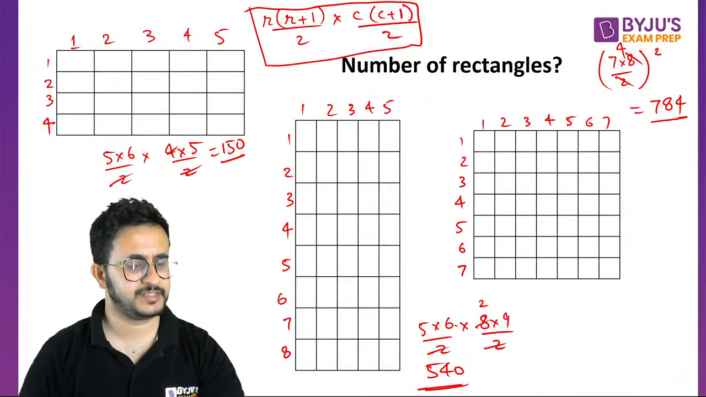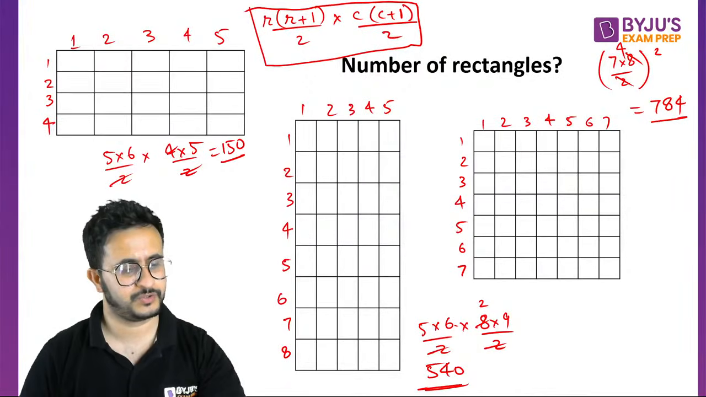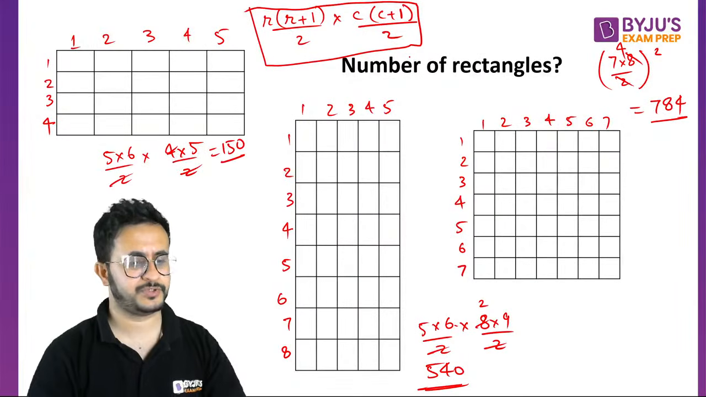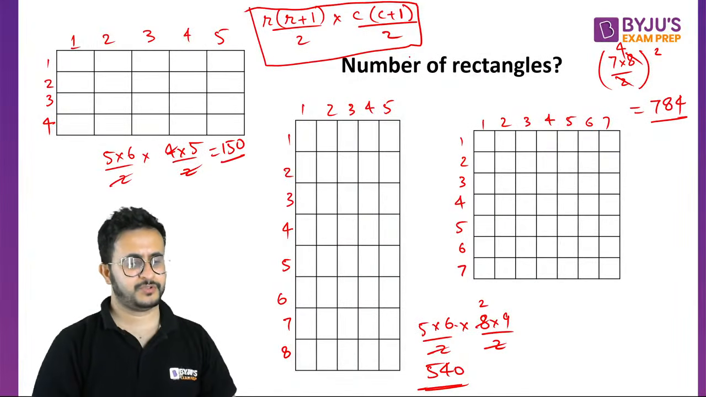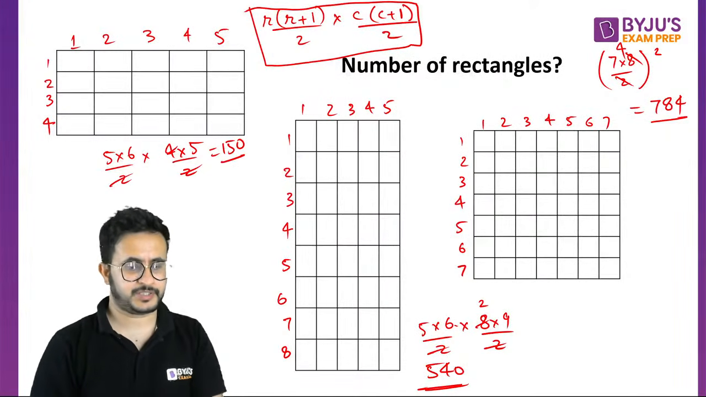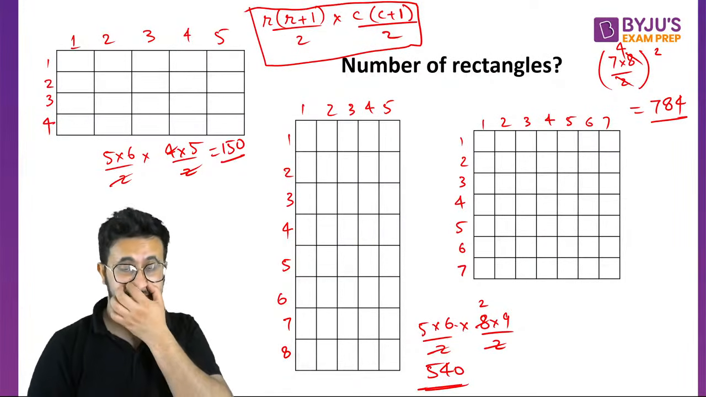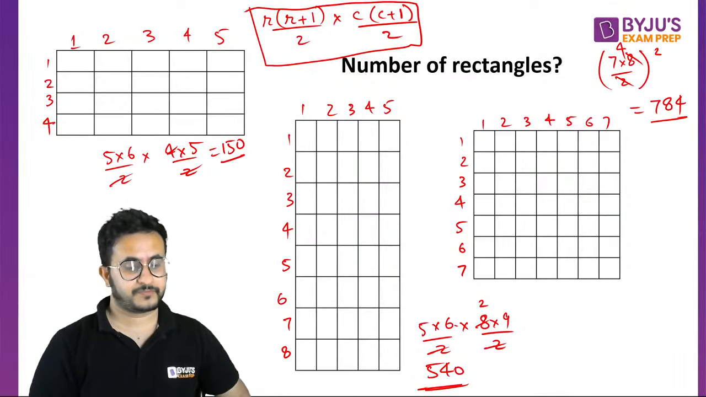So counting rectangles is just simple, right? R into R plus 1 by 2 into C into C plus 1 by 2. So this thing you must have learned in permutations and combinations as well. Right, okay, how many rectangles are there in a given image?